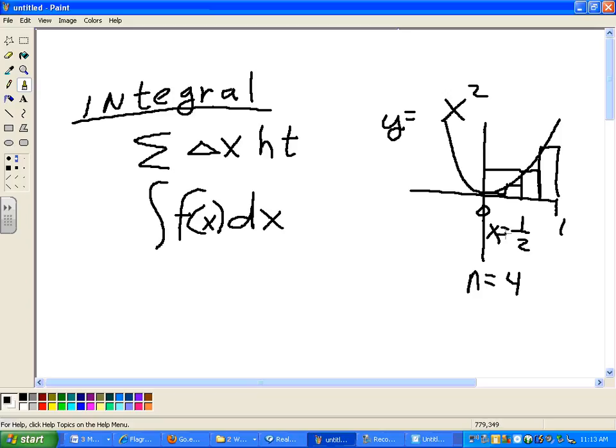So x equals a half. Y equals x squared. So why is it a quarter? You just plug it in. And so when you plug that in, that finds the height. That's what f of x is.